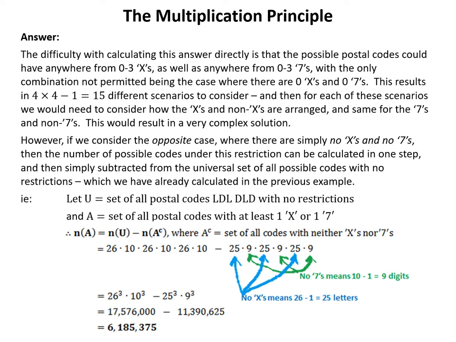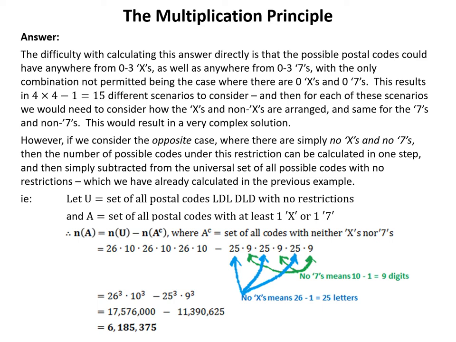And what we would need to do for each of those scenarios is consider how the X's and non-X's are arranged, and then do the same for the 7's and non-7's. So we would have a very complex solution to work out if we proceeded this way. It's not impossible to find the answer this way, but you would see it would be extremely time consuming. So if we can find a much more efficient solution, we'd like to go after that.